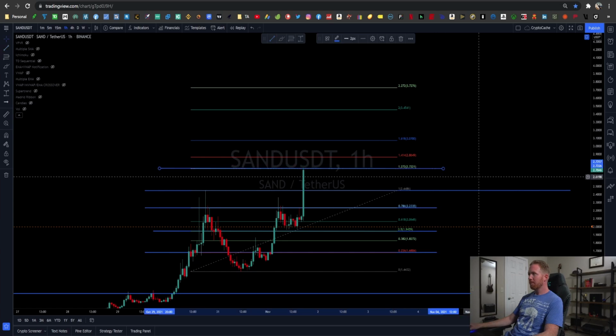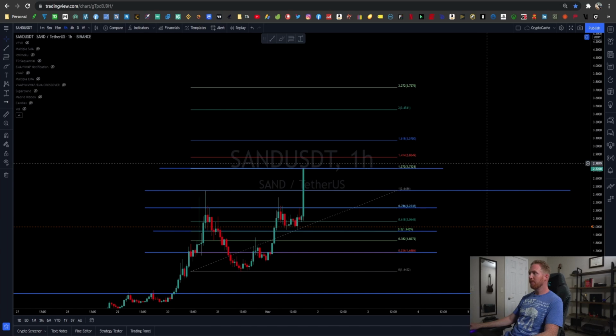So if that price can't break above and hold above, then we're going to have, I wouldn't say a problem, but it's likely going to retrace. Okay, so just keep that in mind. This could be the new resistance, but it could also just break right on through and keep on trending upwards.